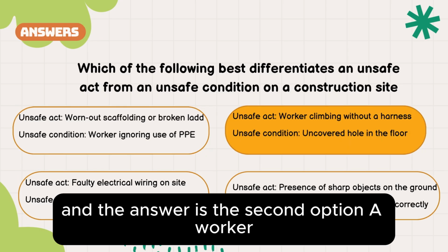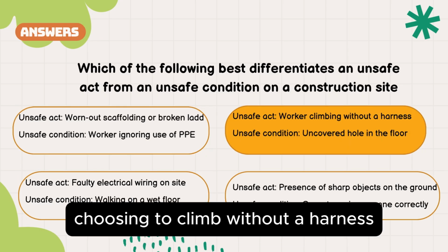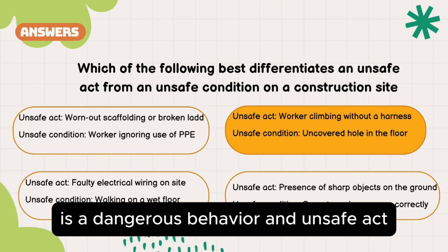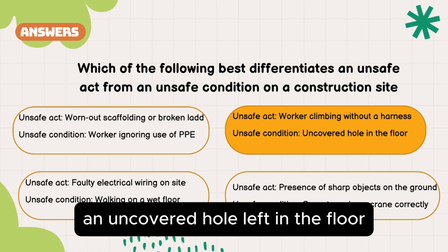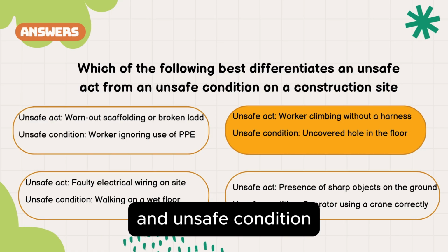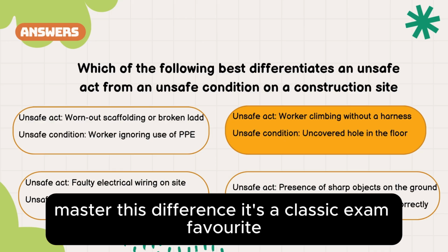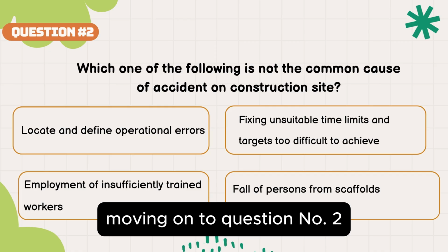And the answer is the second option. A worker choosing to climb without a harness is a dangerous behavior and unsafe act. An uncovered hole left in the floor is an environmental hazard and unsafe condition. Master this difference, it's a classic exam favorite. Moving on to question number 2.